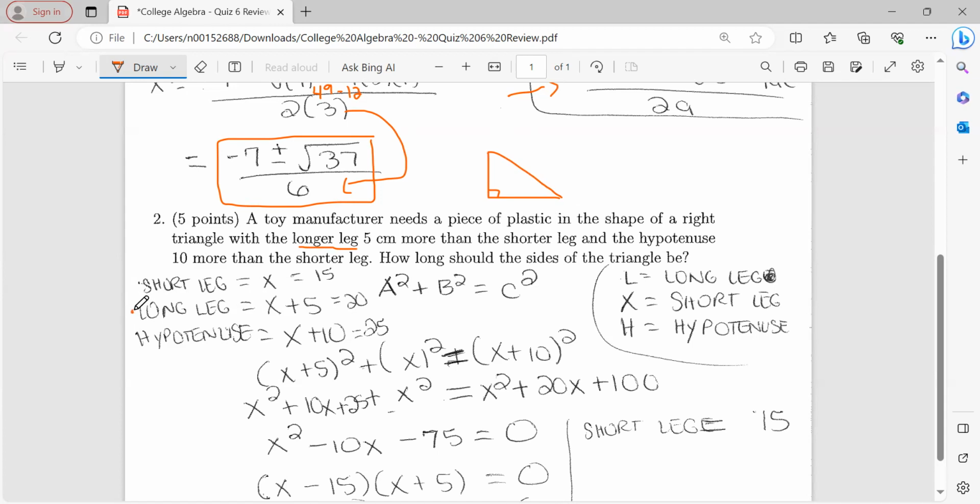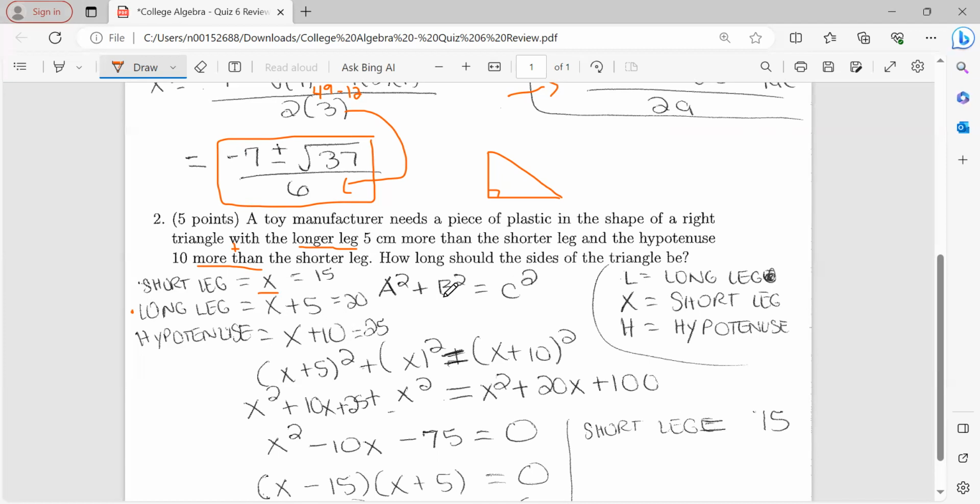If the long leg is 5 centimeters more than the short leg, we don't know what the short leg is, so we use letter X to represent the short leg. Therefore, the long leg is going to be equal to X plus 5 units longer. And then we're told the hypotenuse is 10 more than the short leg. So 10 more than, that word more than means we're going to add 10 to the length of the short leg. Our hypotenuse is X plus 10.